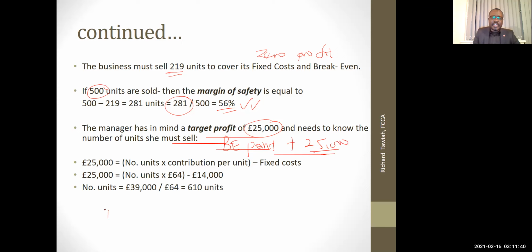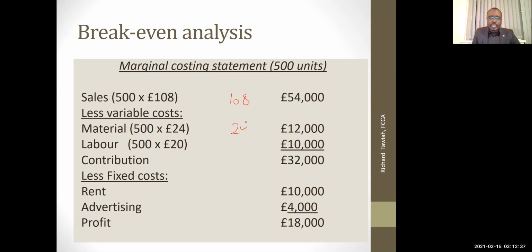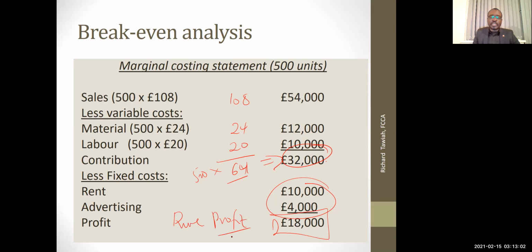Very easy. You can then construct your marginal costing statement using the 500 units which we sold, and you end up making these numbers. You can also decide to go using the contribution per unit, so still 108. You plug in 24, you plug in 20, get your answer of 64. Then multiply by 500, and you should get an answer of this. Very easy. And then this should cover our total fixed cost, and then we get our pure profit, or retained profit.